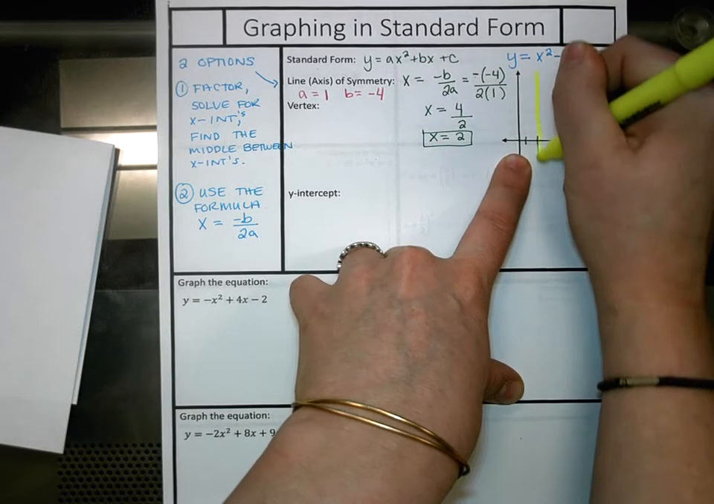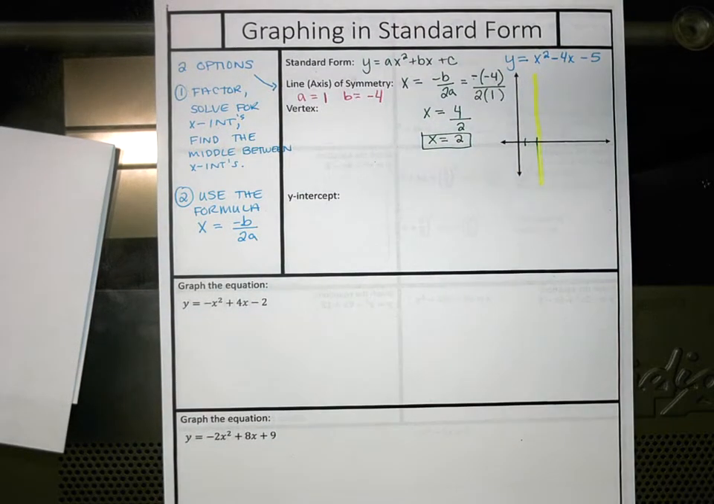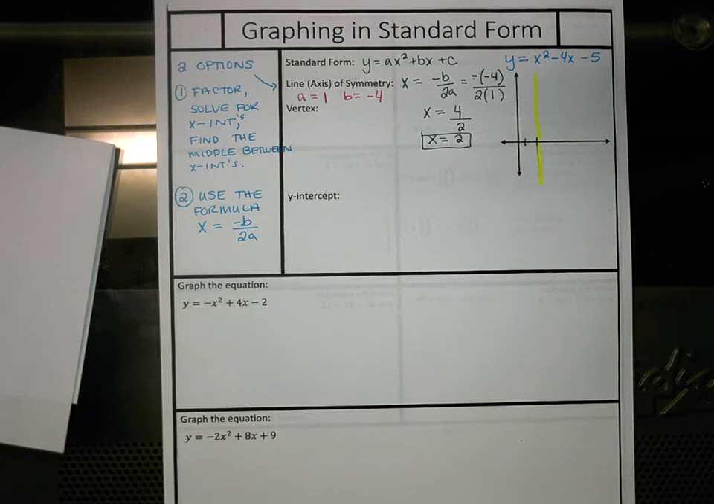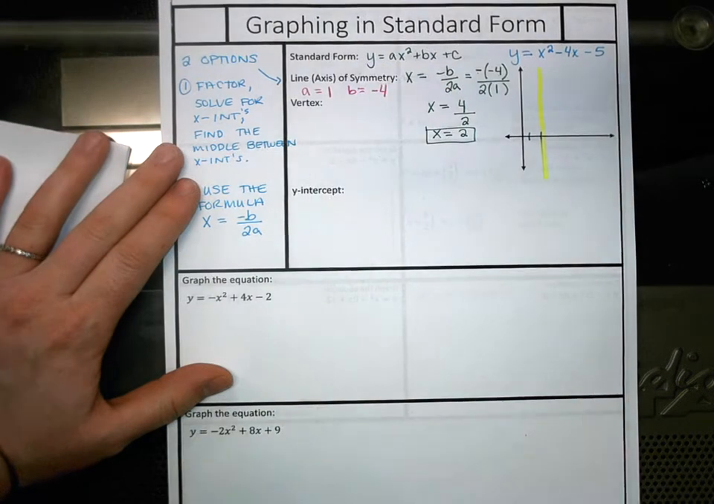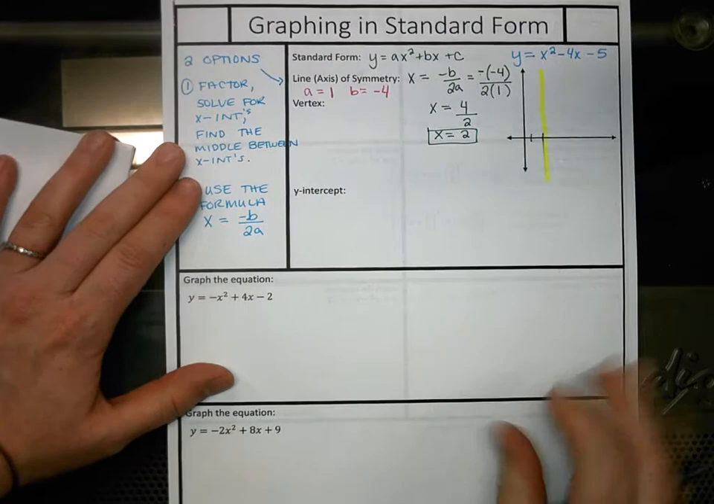So I'm going to use a highlighter to show my axis of symmetry. If you're using pencil, you want to do a dashed line instead of a solid line. Otherwise, you can use a highlighter from the front. And now I want to find my vertex. Does anyone remember how to find a vertex once you have an axis of symmetry?